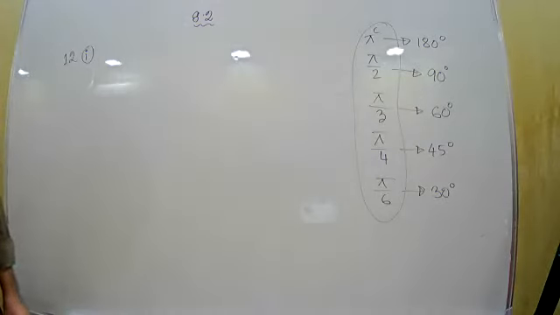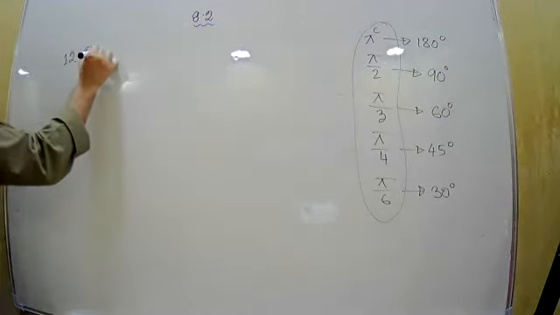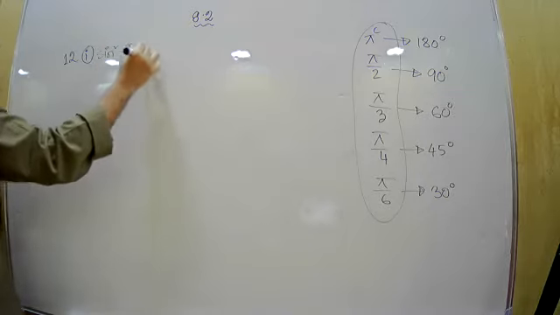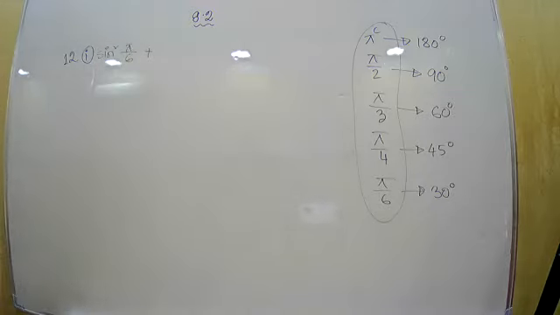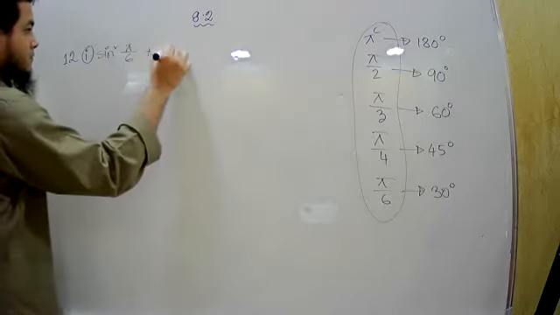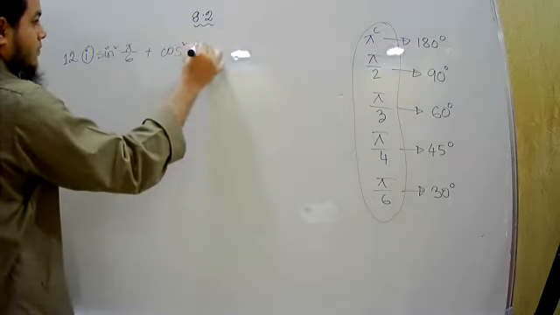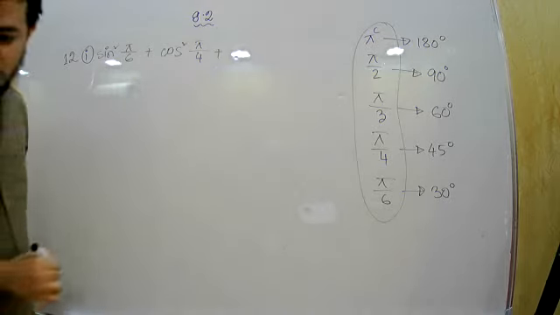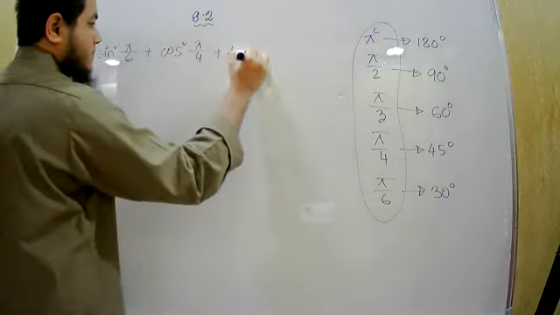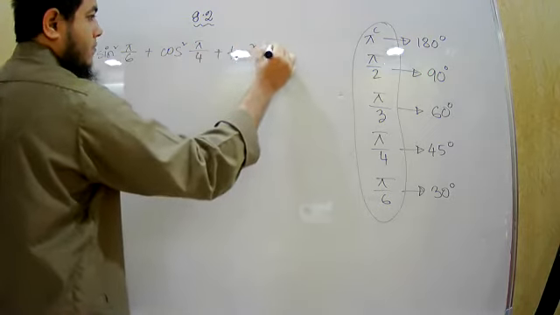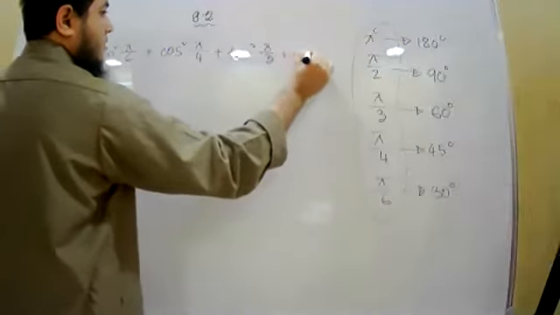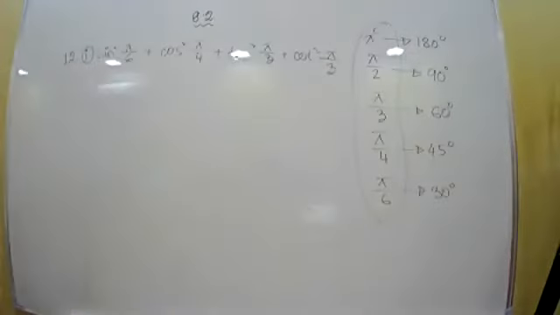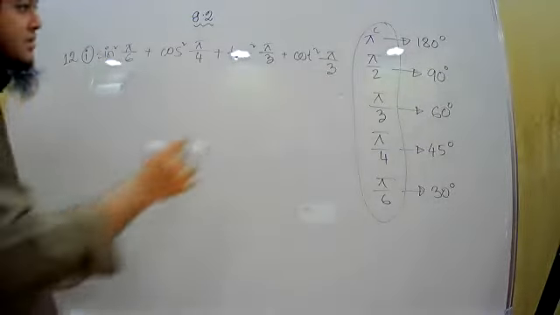The first one is sine square pi by 6 plus cos square pi by 4 plus tan square pi by 3 plus cot square pi by 6. Right?